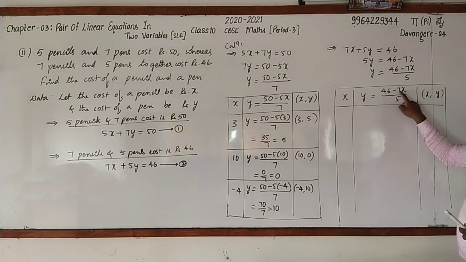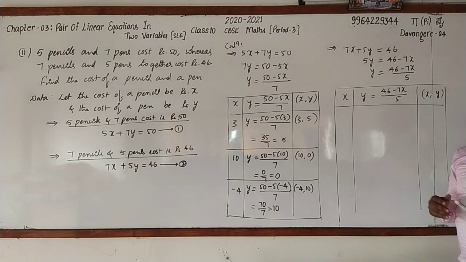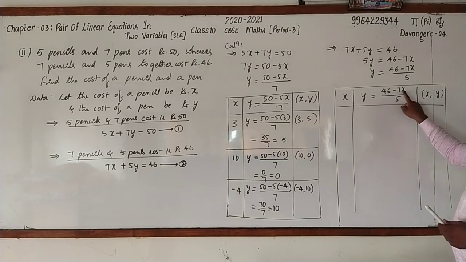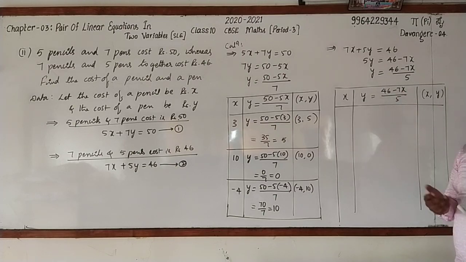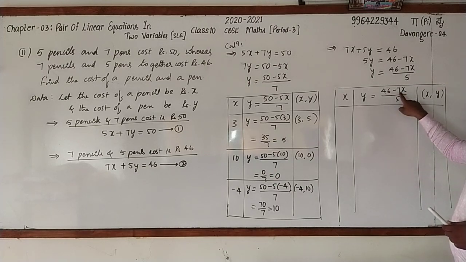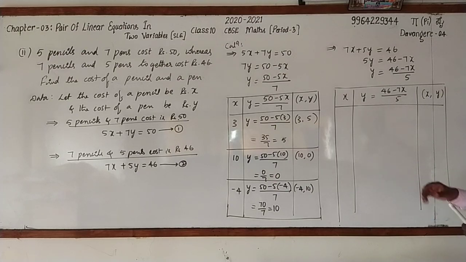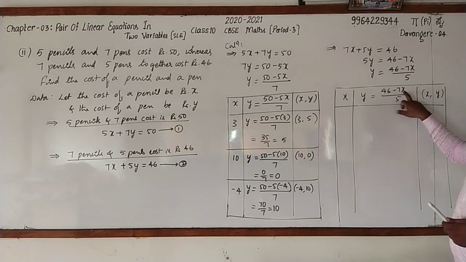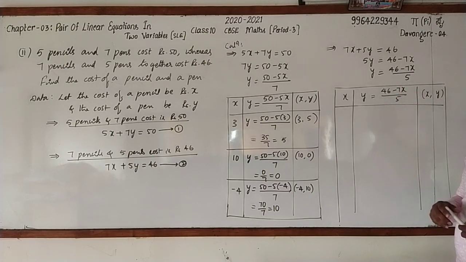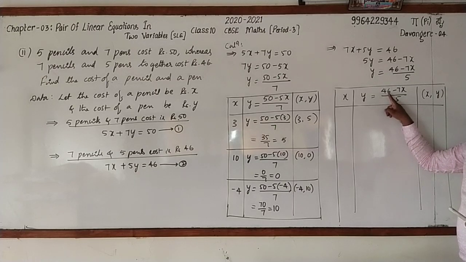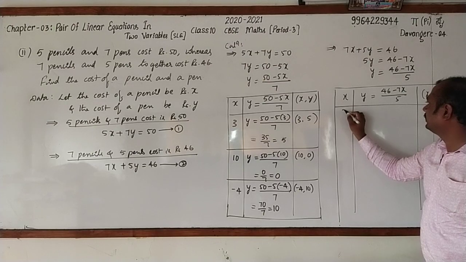Observe 7 into 0, y is 46, and 46 is not divisible by 5. Then when you take 1, 7 ones are 7, 46 minus 7 is 39, which is not divisible by 5. When you take 2, 7 2s are 14, 46 minus 14 is 32, which is not divisible by 5. Then when you take 3, observe 7 3s are 21, 46 minus 21 is 25, right? 25 is divisible by 5. Hence, I go for taking 3.